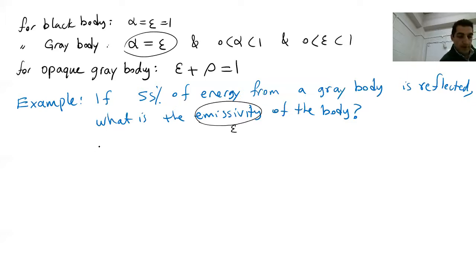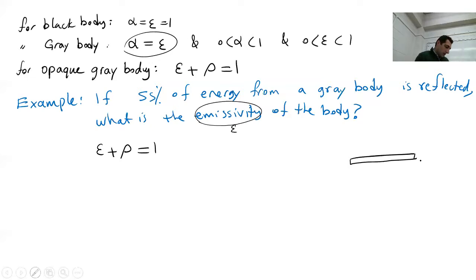So what we can say is that epsilon plus rho equal to 1. Remember that for an opaque body, we didn't say opaque, right? No, we didn't. The question doesn't mention opaque, but I would add opaque just to make sure it's not an approximation from gray.